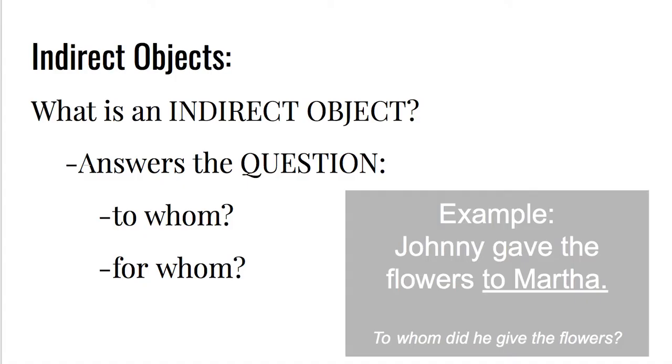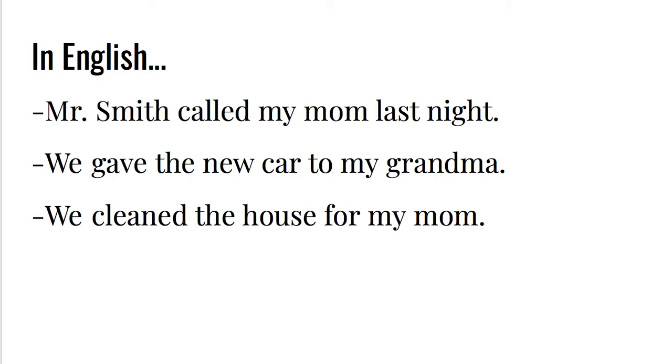First of all, we need to talk about what an indirect object is. An indirect object, which we use in English and in French, answers the question to whom or for whom. A good example is Johnny gave the flowers to Martha. Who did he give the flowers to? To Martha.